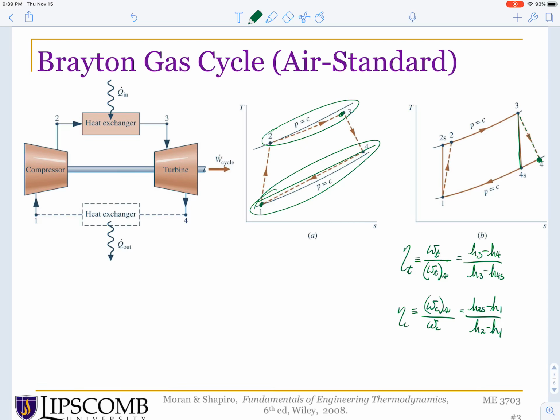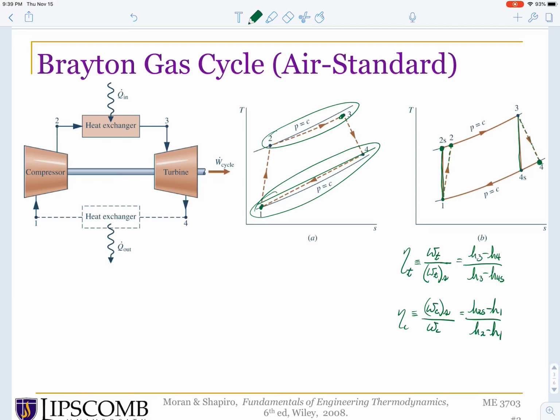So on the TS diagram, we've got the isentropic work needed to drive the compressor from state 1 to state 2S. And then in reality, we're along that isobar, but at a state of higher entropy, representing the effect of all of those irreversibilities.